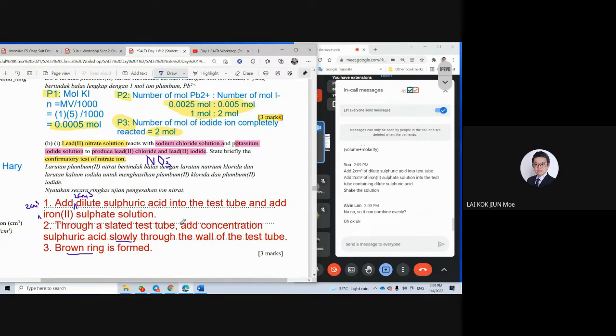So here we must specify. That's how you say. Add the lead nitrate into the test tube first. Lead nitrate?